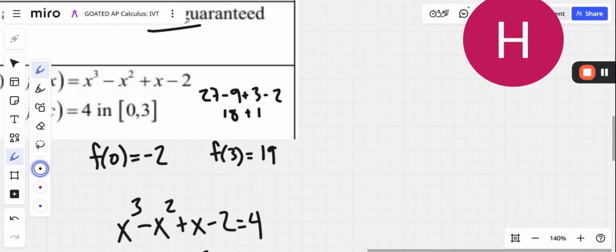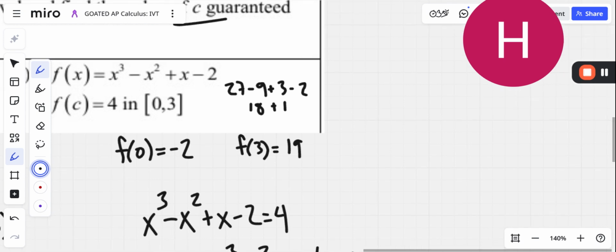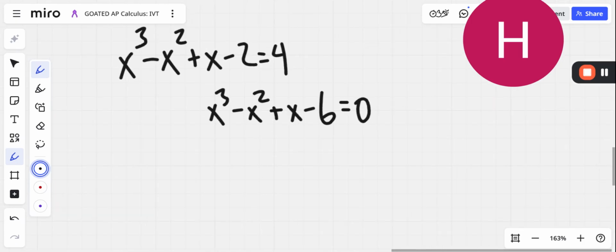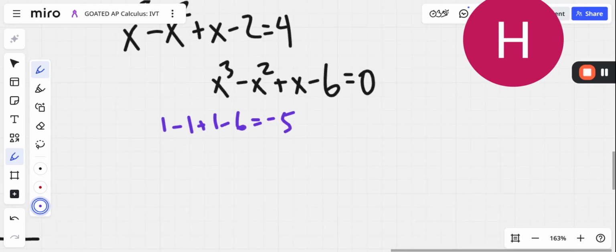Also notice that our interval is from 0 to 3. So we shouldn't have to plug in any massive numbers here. Let's try to plug in 1. We get 1 minus 1 plus 1 minus 6. That's just going to be -5. That's not 0. Let's try to plug in 2. We're going to get 8 minus 4 plus 2 minus 6. That's 10 minus 10. That one is going to give us 0. So it looks like x equals 2 is a solution.